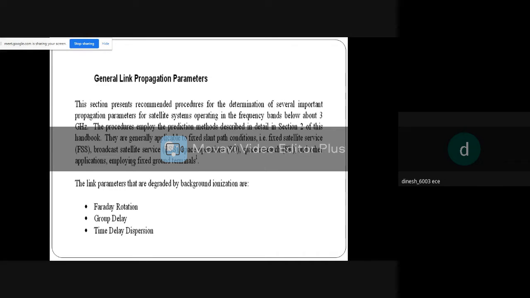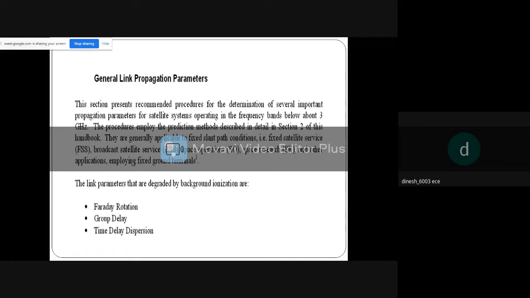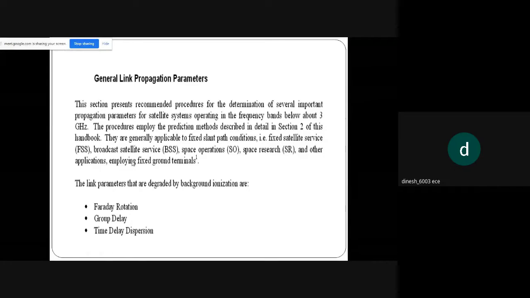So these procedures are generally applicable to fixed slant path conditions, that is FSS, fixed satellite service, BSS, broadcast satellite service, space research SR, space operations SO, and other applications that apply only fixed ground terminals, where the satellites are fixed and used for fixed services.